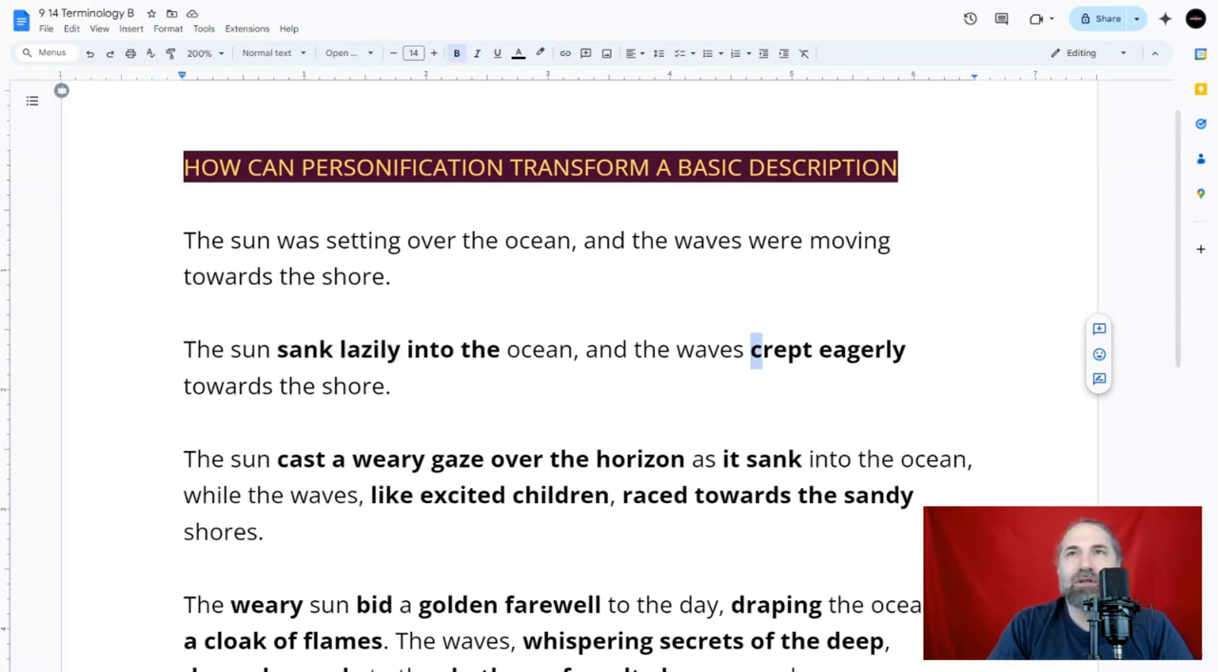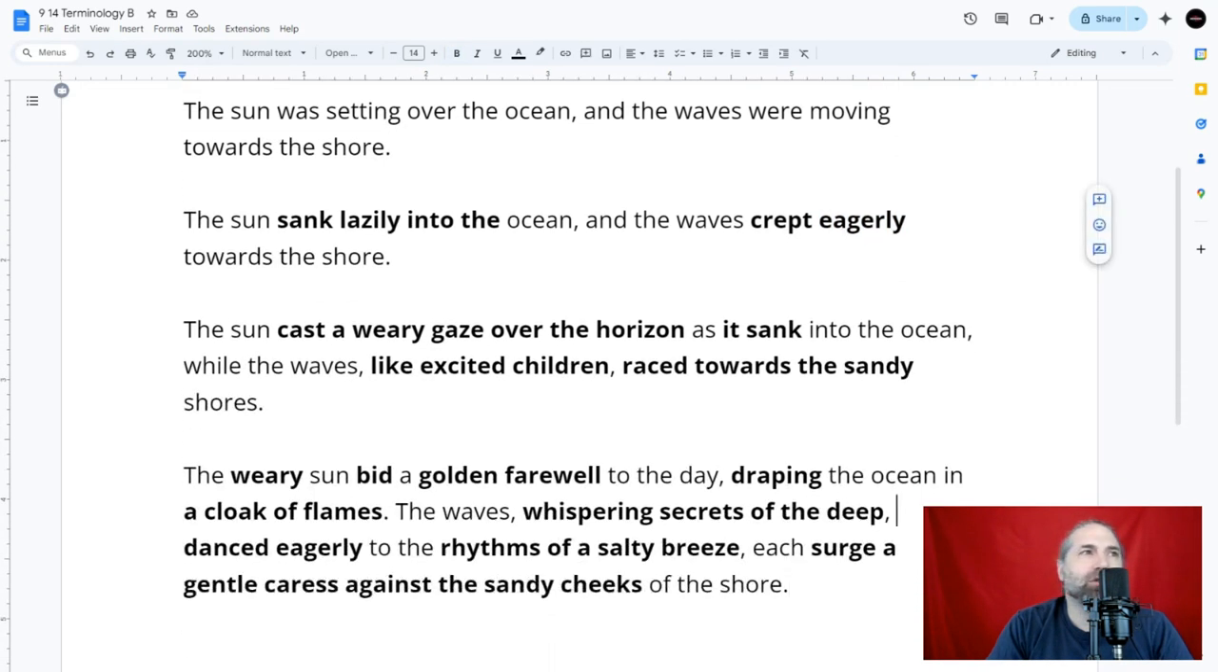And then it crept, which is also technically a choice. It's personified as a choice because one chooses the style in which they crept, and they had an eagerness to that creeping. They were like, let's go to the shore, right? But then we were like, let's go a little deeper. Let's make it a little bit more detailed, right? That's what the third thing means.